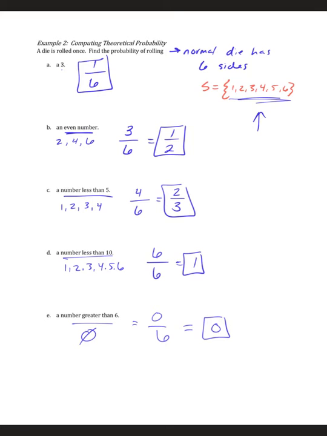Moving forward, we've done the same thing back over here. We could have written out, for example, even over total. There's 3 evens out of a total of 6. I just skipped that step because these ones were pretty straightforward.